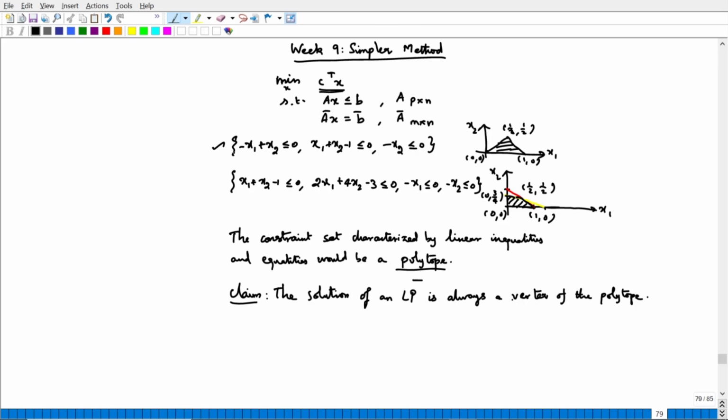So, what we are saying is that if the constraint set is what is given here, let us say minus x1 plus x2 less than or equal to 0, x1 plus x2 minus 1 less than or equal to 0, minus x2 less than or equal to 0, right. So, this is a triangle with 3 vertices. Whatever be your C transpose x, the solution is either (0, 0), (1, 0) or (half, half). It is one of these three, okay, it is never anything else.